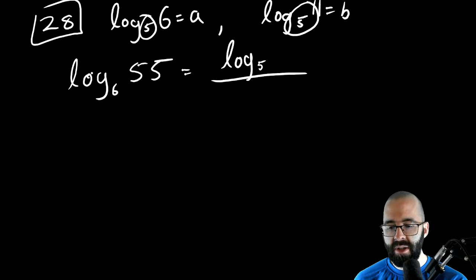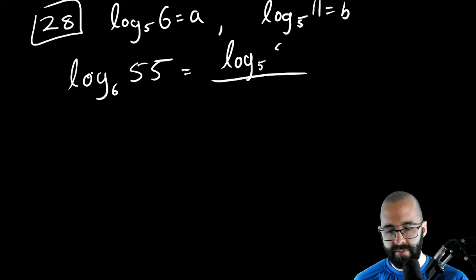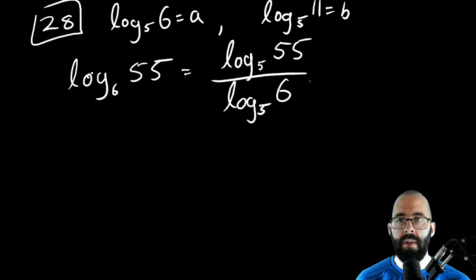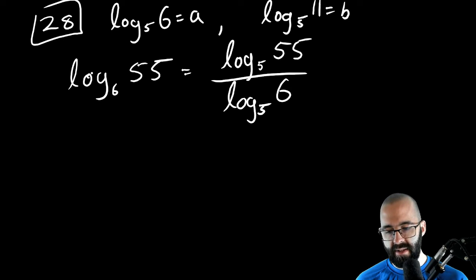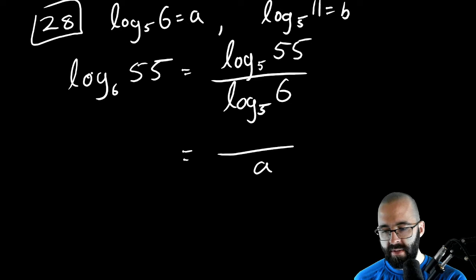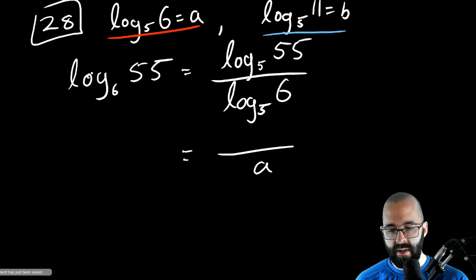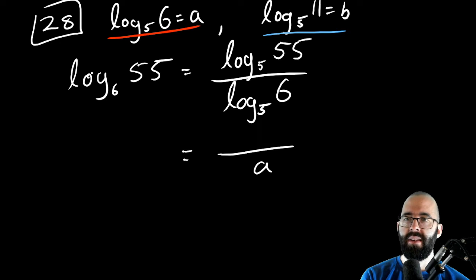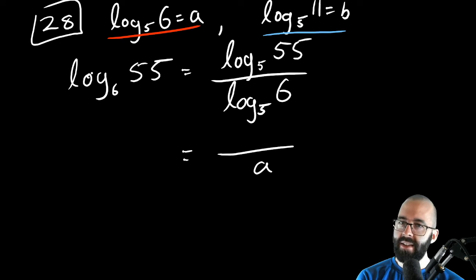Because in order to use these properties, we need a base of 5. And then we divide by also log base 5, but this time take it of the base. Well, log base 5 of 6. That is exactly a. Right? That's the red thing. Log base 5 of 55 in the top. Now that's going to cause a problem.